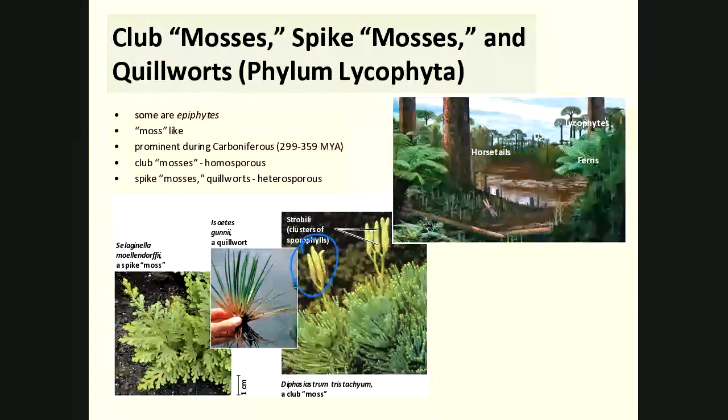Some of these organisms, there's not a whole lot of them. Some of them that are around today are epiphytes. What does it mean when a plant is an epiphyte? What does an epiphyte do? I'll give you a hint. Orchids are epiphytes. Ball moss is an epiphyte. Oh, Spanish moss is an epiphyte.